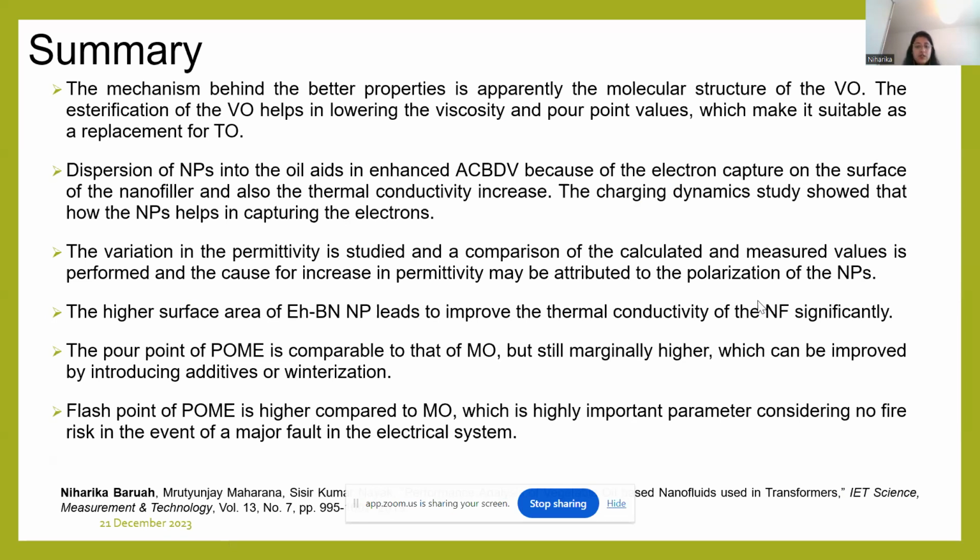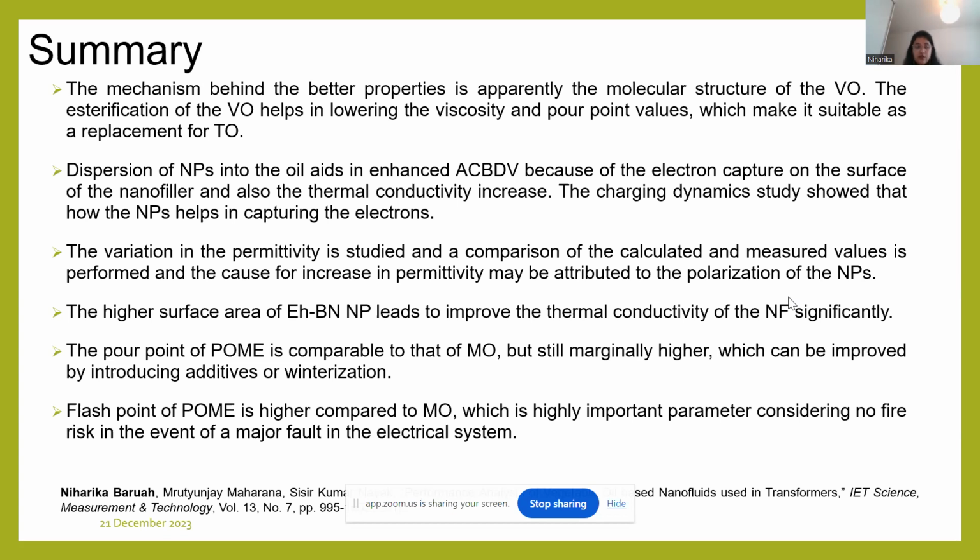The charging dynamics study also shows how the nanoparticles help in capturing the electrons. The variation of permittivity is also studied, and a comparison of calculated and measured values can be performed. The higher surface area of the nanoparticle leads to improved thermal conductivity. The pour point is comparable to that of mineral oil, but still marginally high, which can be improved by introducing additives. We have not used that, but it can be done.